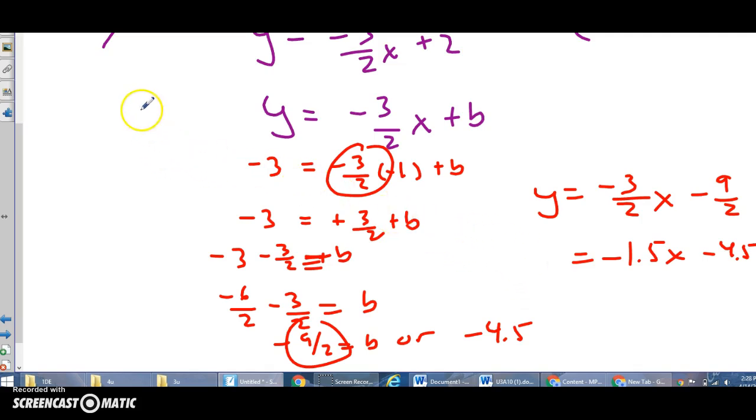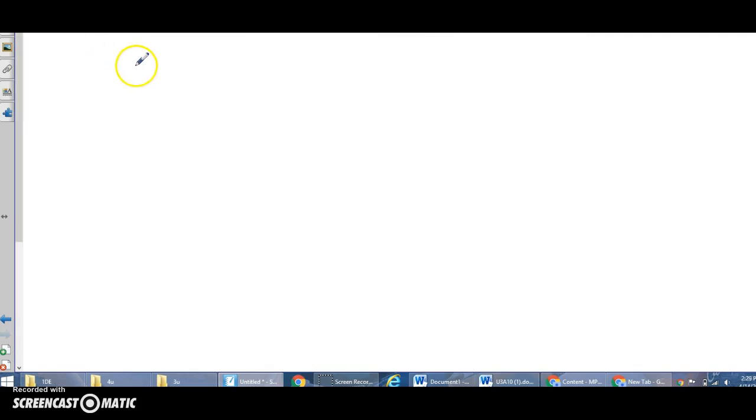Perpendicular lines now, go through the content to figure out why this is the case, but perpendicular lines have slopes that are negative reciprocals to each other. So if I have a slope of 2 and I have a perpendicular line, it will intersect at 90 degrees.